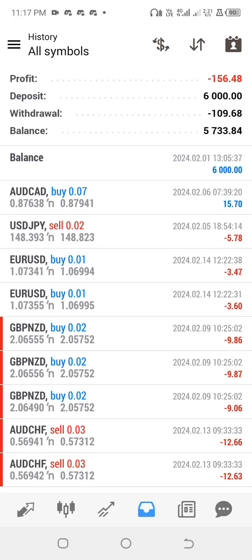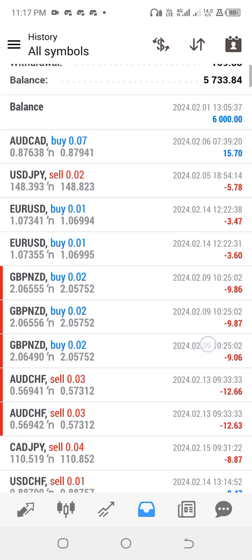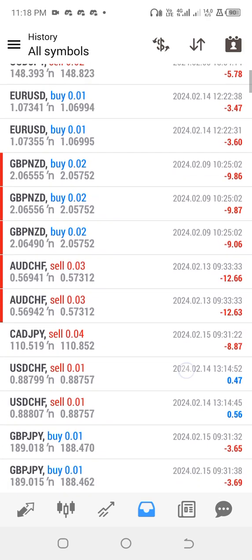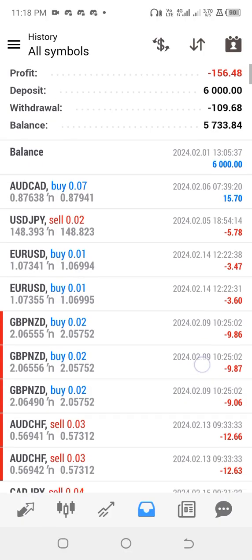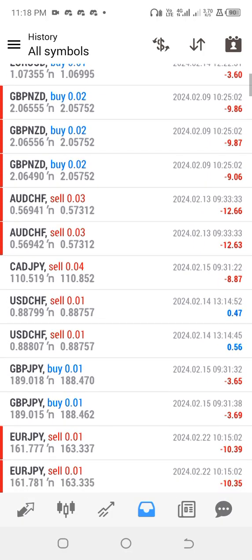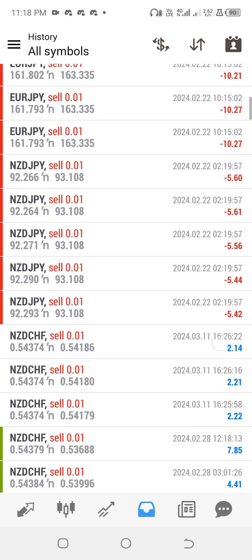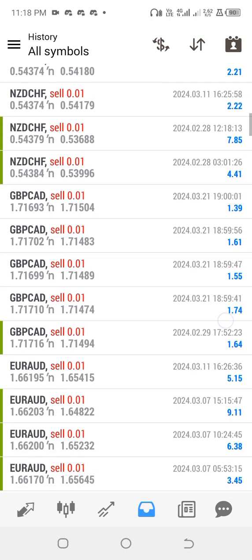But that notwithstanding, I keep on moving. As it is now, the profit I've recorded is negative, because obviously it's a loss: minus $156.48. So these are my trades. Too many trades. Usually I don't take that many trades, but I think I overtraded here. So a good number of losses before I started getting profits.